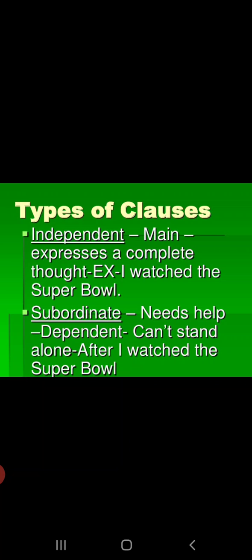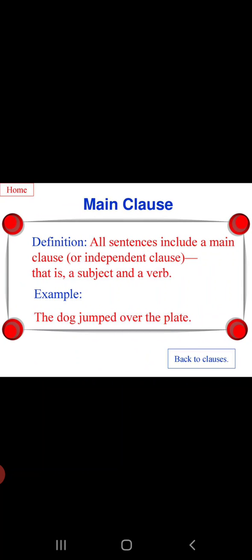As you can see in the example, after I watched the Super Bowl. This group of words is not giving us the full meaning. So this is the subordinate clause. We can say that a clause which requires a main clause to express complete meaning is called a subordinate or dependent clause. You can see the definition in this picture of main clause.